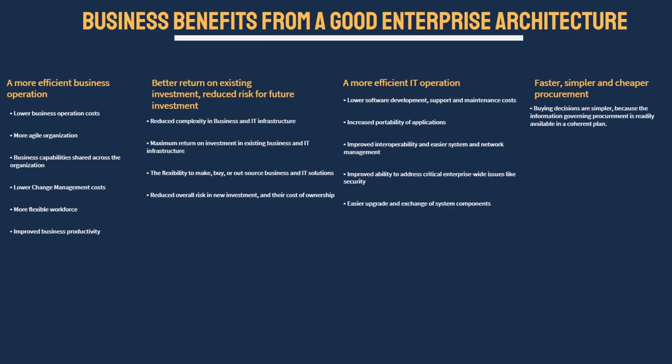For example, buy decisions are simpler because the information governing procurement is readily available in a coherent plan. The procurement process is faster, maximizing procurement speed and flexibility without sacrificing architectural coherence. There is the ability to procure heterogeneous, multi-vendor open systems, and the ability to secure more economic capabilities.